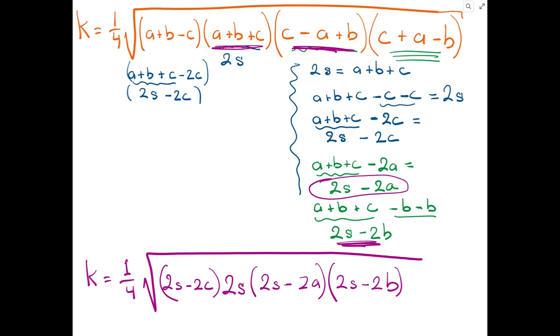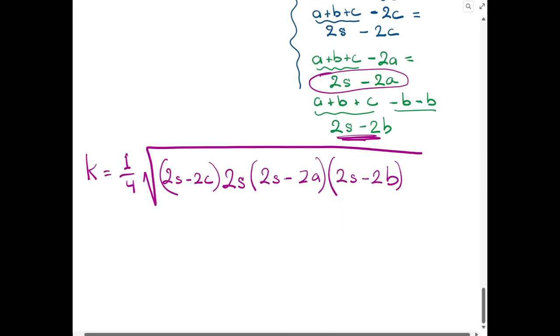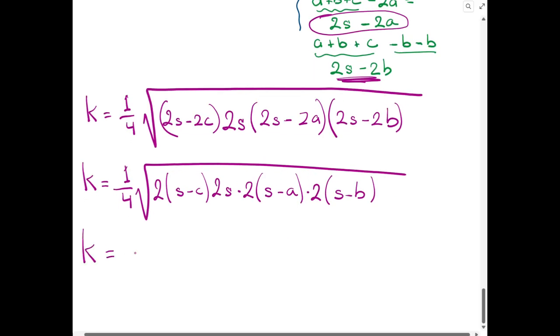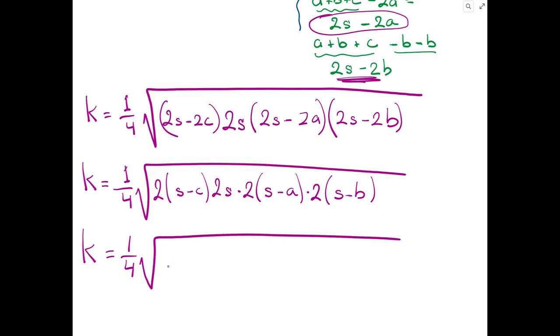All right, so we rewrote everything. We noticed that we have a factor of 2 in a whole bunch of places, so we're going to take that out. Okay, so 1/4. I'm going to factor out the 2 from here, and I have that 2. I'm going to factor out the 2 from here, and a 2 from the last one. So we have K equals 1 over 4. 2 times 2 is 4, times 2 is 8, times 2 is 16.